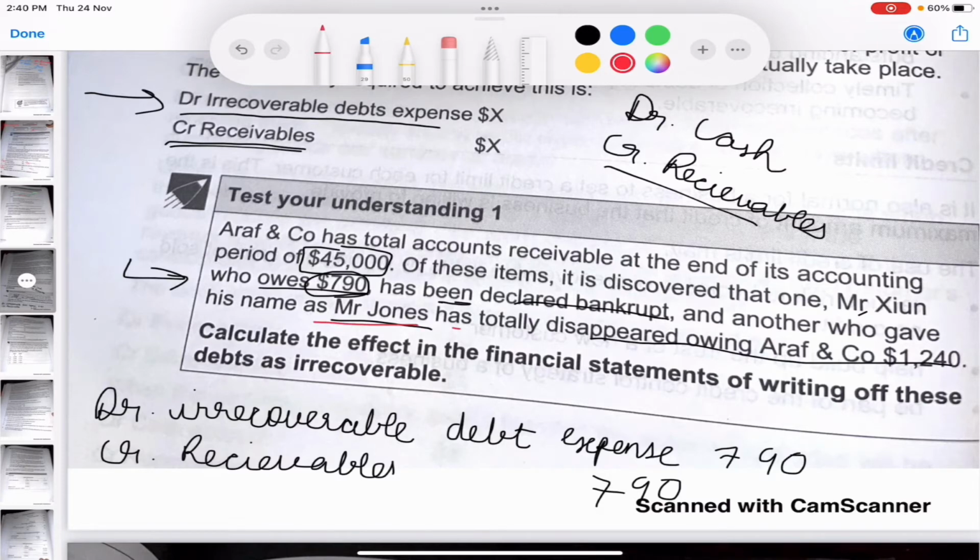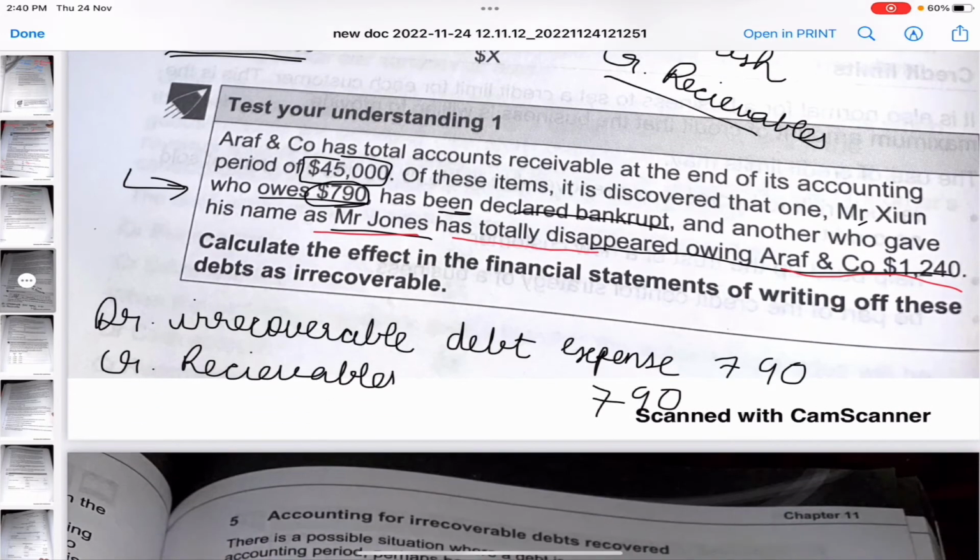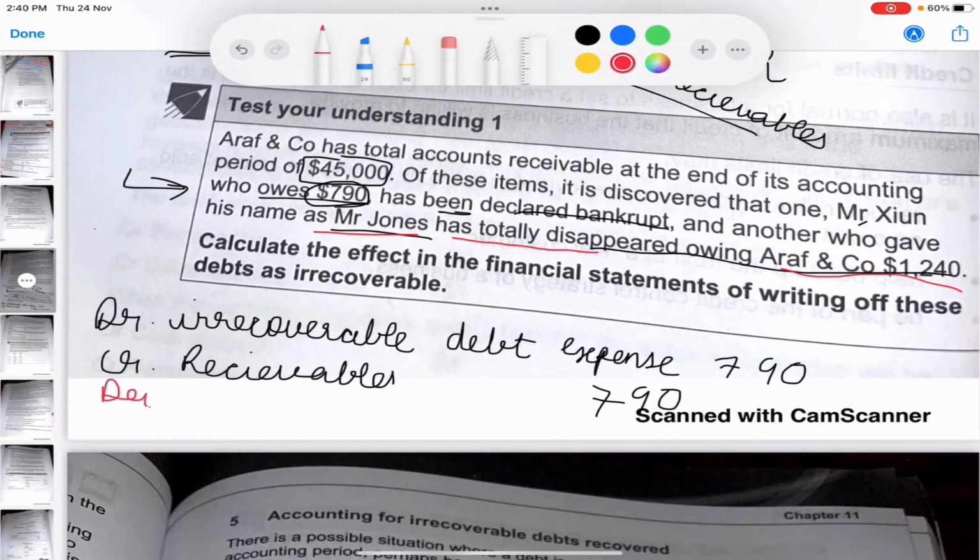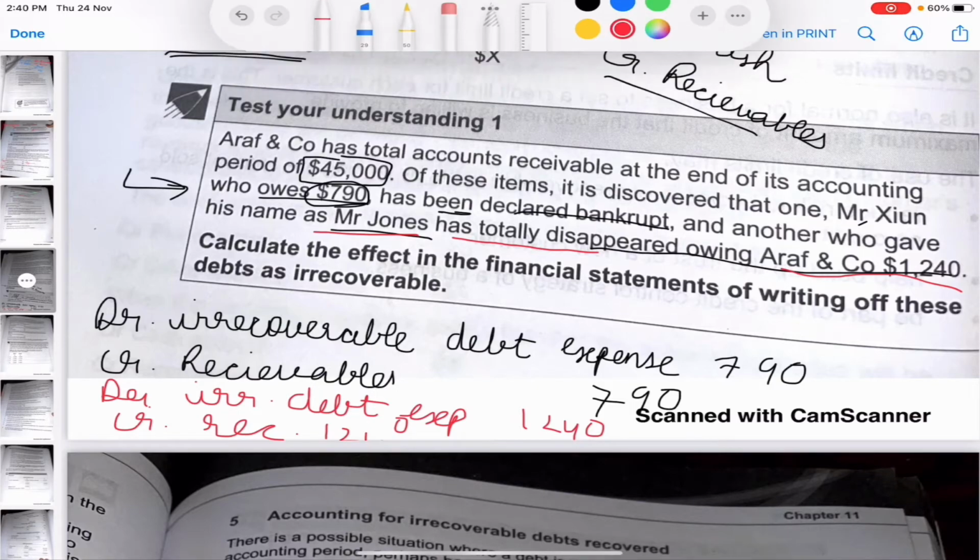Mr. Jones has totally disappeared, owing roughly 1240. Okay. So again, what will we do? Debit irrecoverable debt expense and credit receivables. How much? 1240. I hope you're writing it. So I hope you understood the journal entries.